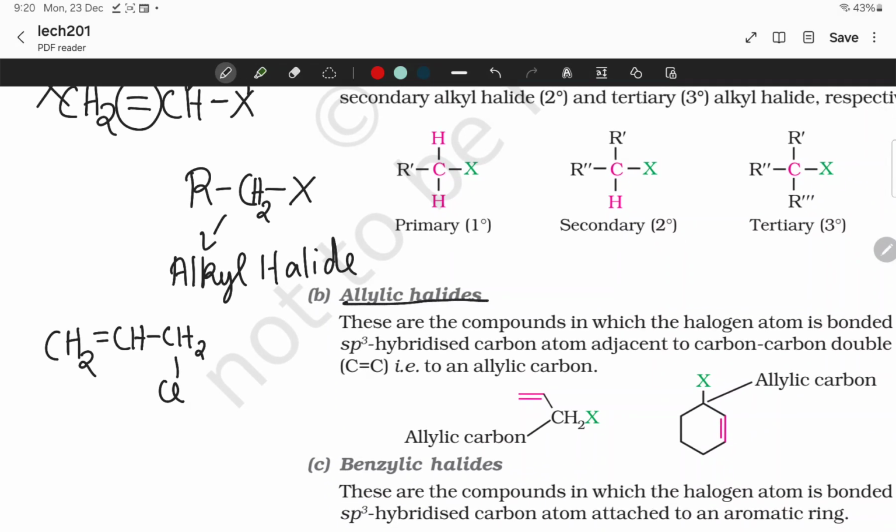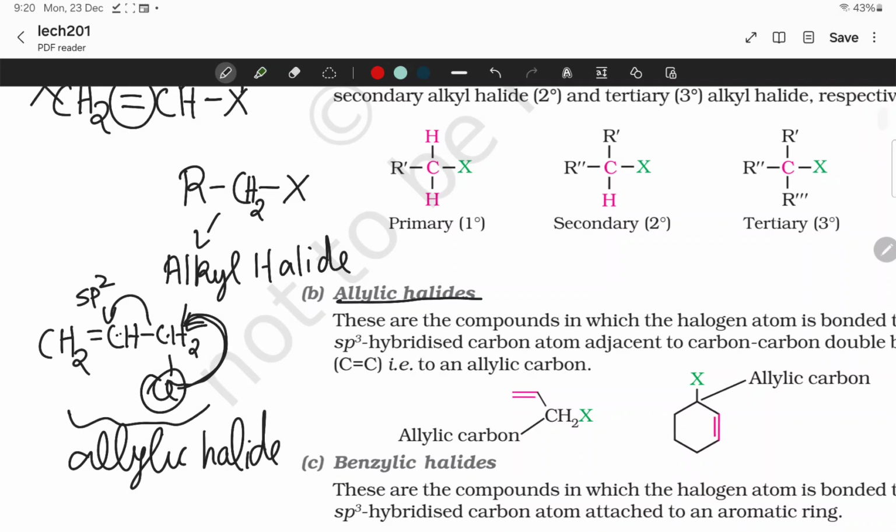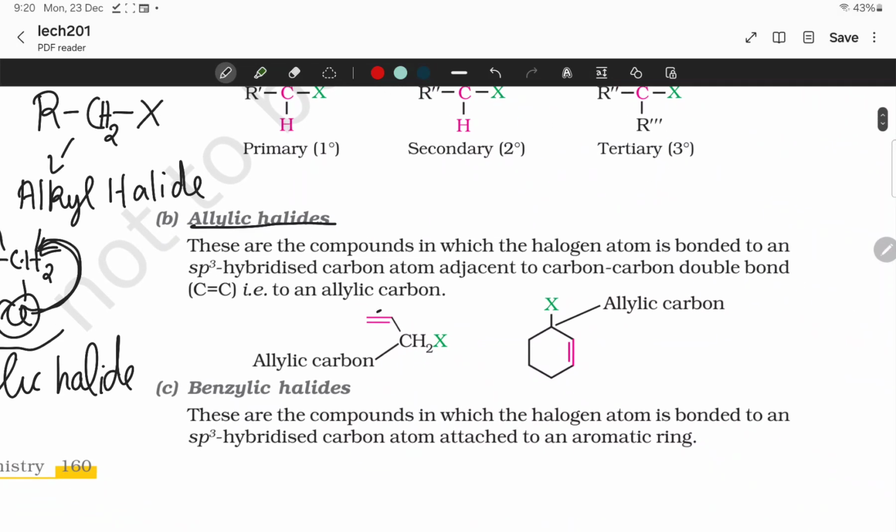If the halogen atom is attached to a carbon which is attached to an sp2 hybridized carbon, if this chlorine is attached to a carbon which is attached to an sp2 hybridized carbon or doubly bonded carbon, then we call them an allylic halide. That's told here. Okay, in this example, look, double bond.